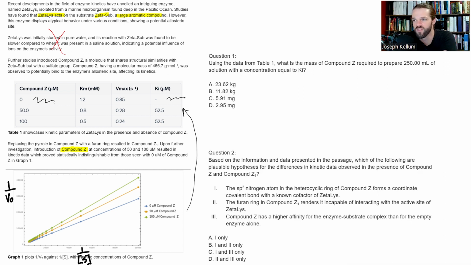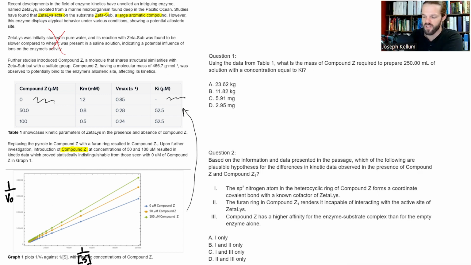The question is relatively straightforward here, so there's not that much extra interpreting we need to do, but we do know that we need to find how much compound Z we need. So we're looking for a mass of compound Z, which is why we have kilograms and milligrams, that is necessary to prepare 250 milliliters of solution with a concentration equal to Ki. All right, so then what is Ki? Well, you have a table that shows you what Ki is. Even if you don't know what Ki is, you can still calculate this.